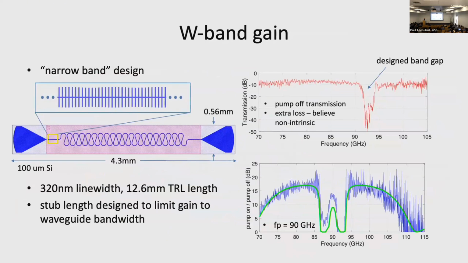The challenge with these traveling wave amplifiers is always to reduce reflections. You can have fairly small reflections, but if you have a gain medium in between them, then the ripples end up growing.